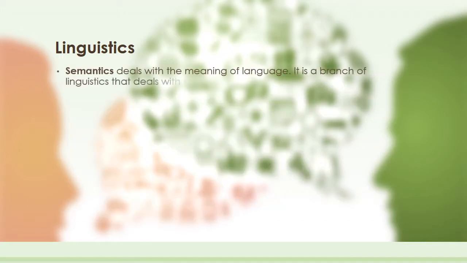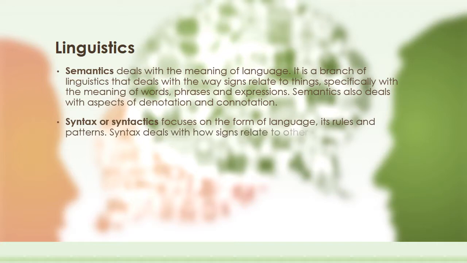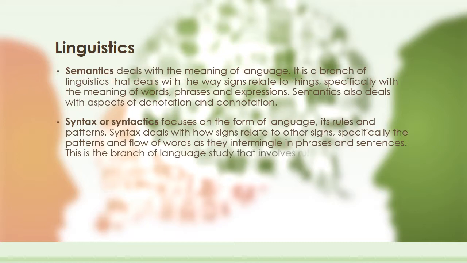Semantics. This deals with the meaning of language. It is a branch of linguistics that deals with the way signs relate to things, specifically with the meaning of words, phrases, and expressions. Semantics also deals with aspects of denotation and connotation. Syntax or syntactics focuses on the form of language, its rules and patterns. Syntax deals with how signs relate to other signs, specifically the pattern and flow of words as they intermingle in phrases and sentences. This is the branch of language study that involves rules of grammar and other prescriptive and descriptive patterns.